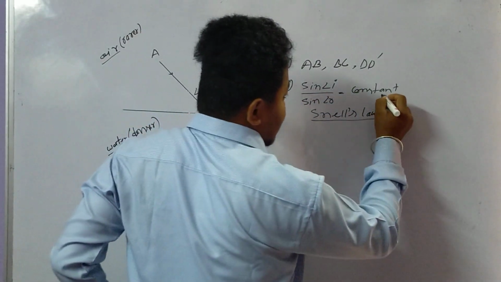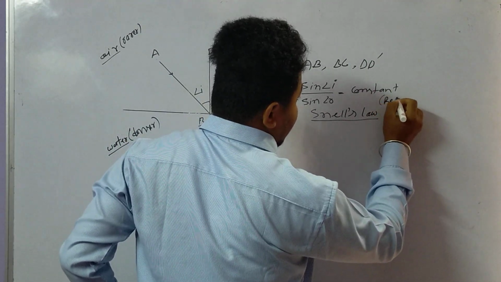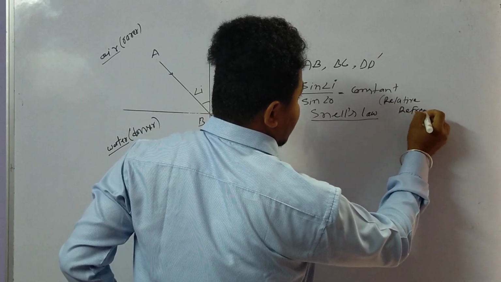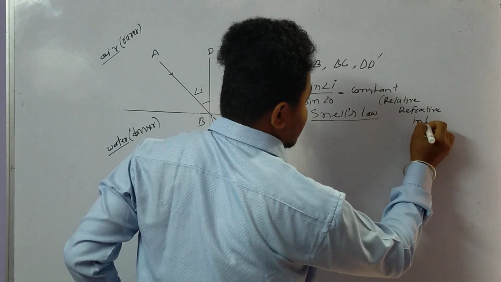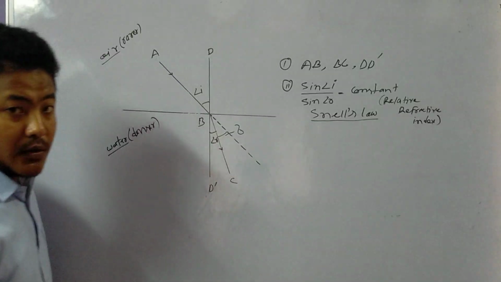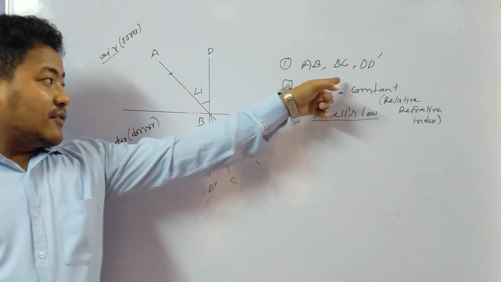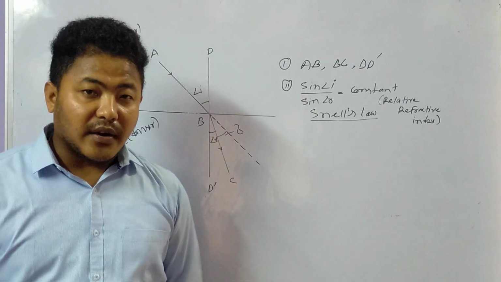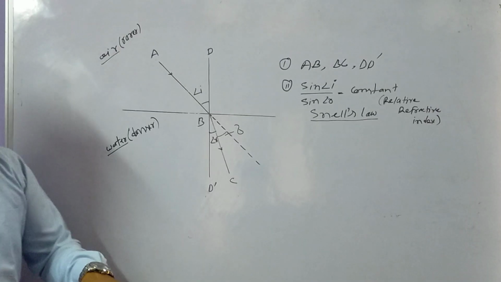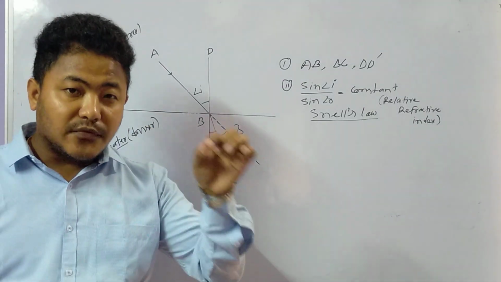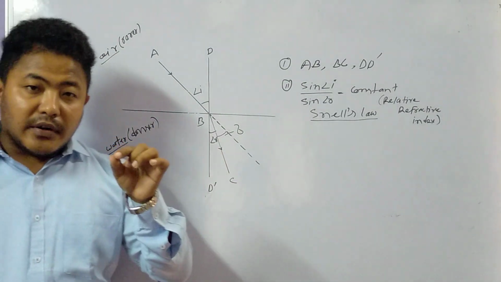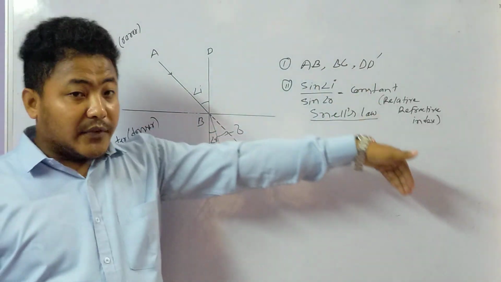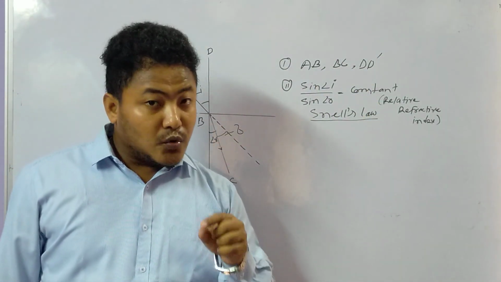This constant is the relative refractive index. Important. The ratio of sine of I and sine of R is a constant, and this constant is generally the relative refractive index. In the case of refractive index, you will get two types: one is absolute refractive index. Absolute refractive index is with respect to vacuum, and relative refractive index is with respect to two media.